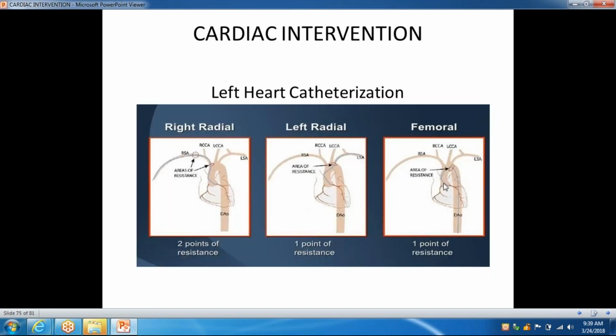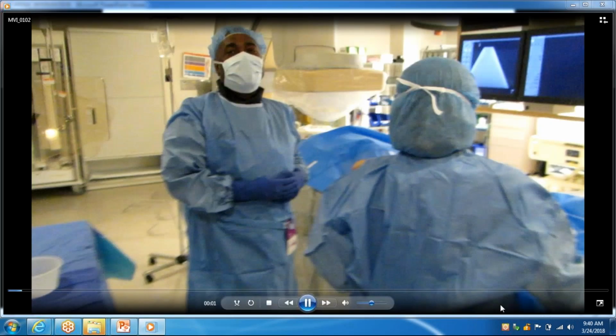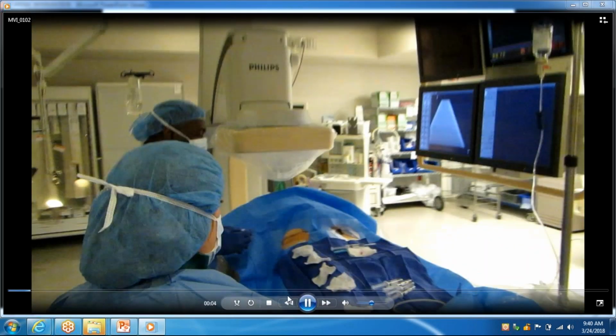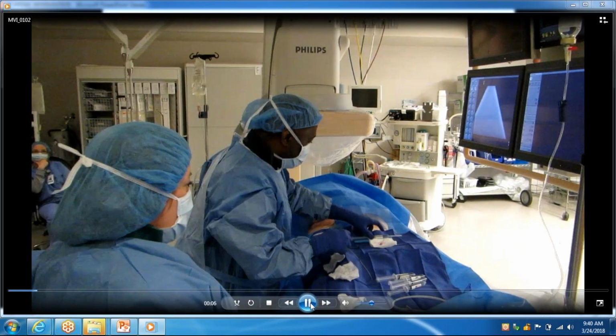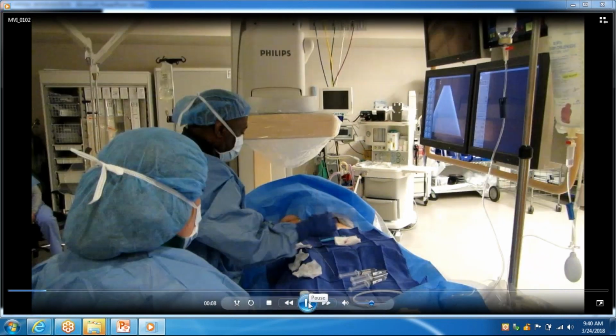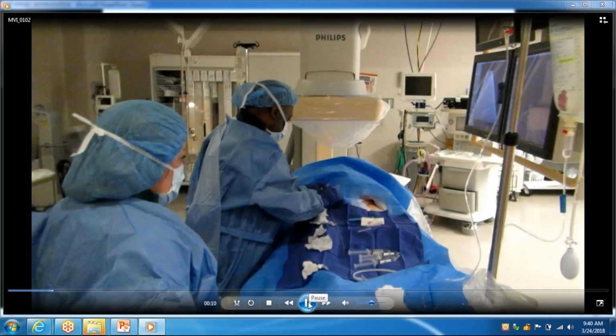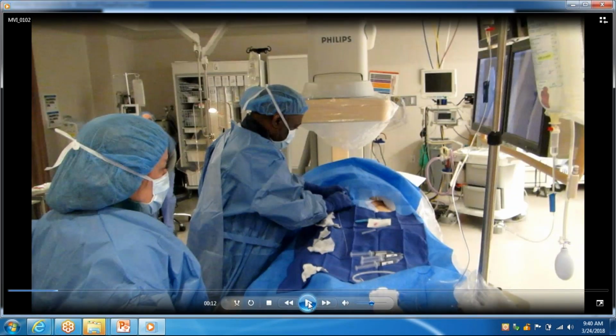All right, so here's what we're going to do. I'm going to show you an actual procedure that I did and walk you through the steps. Okay. All right. So again, in the cath lab, you have an assistant.